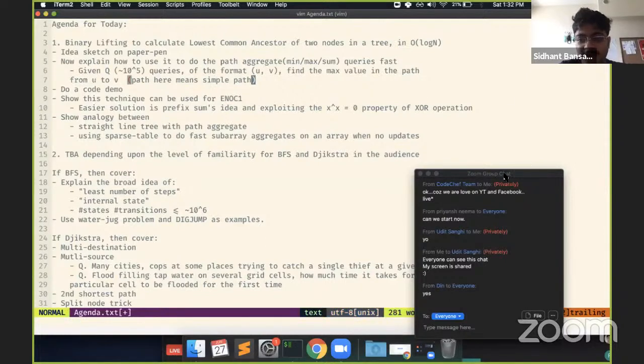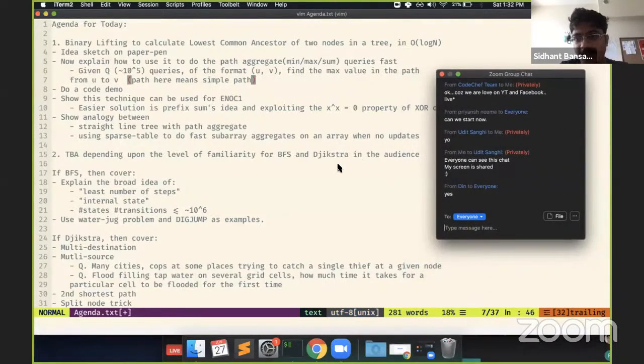Path here means simple path. I'll explain simple path a bit later, but the idea of simple path is that in a tree you can't go back. That's the simplest route possible from u to v. You can't just keep on traversing a node multiple times. That's not allowed in a simple path.